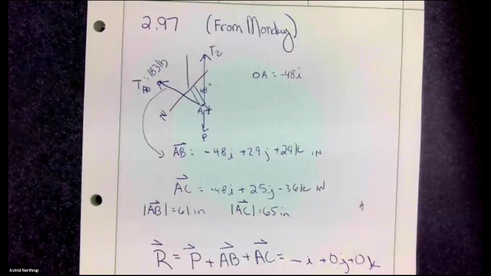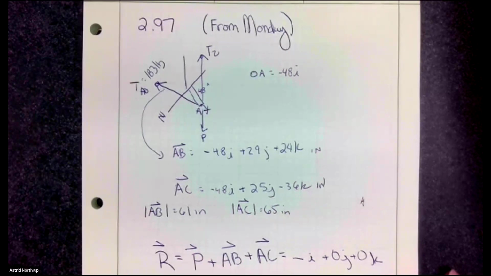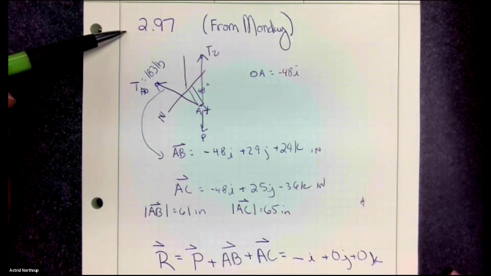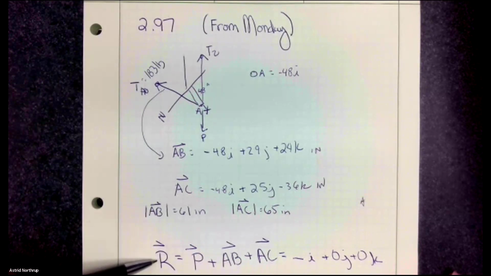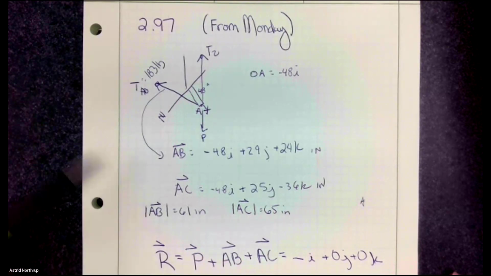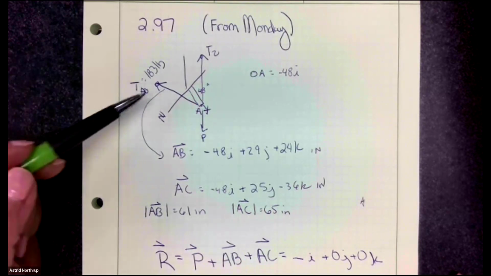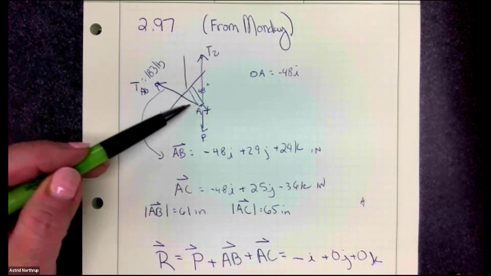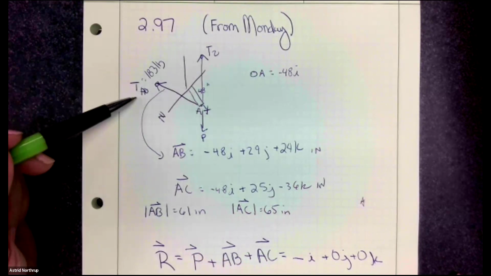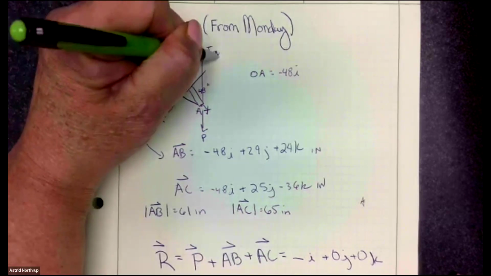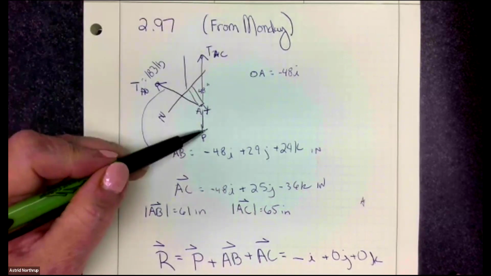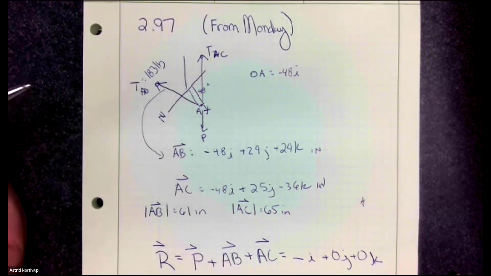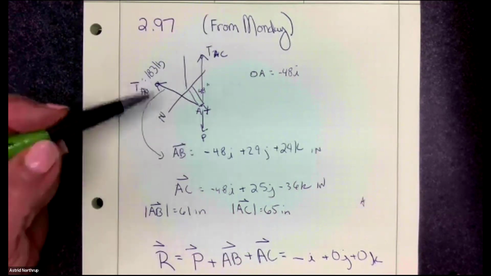Hi, everybody. So today is September 11th, Wednesday, and on Monday we started doing problem 297. So I've repeated our work that we did on Monday. What we basically have is a rod that is supported by two cables, AB and AC. And there's also a load pulling downward on it, which is referred to as P.